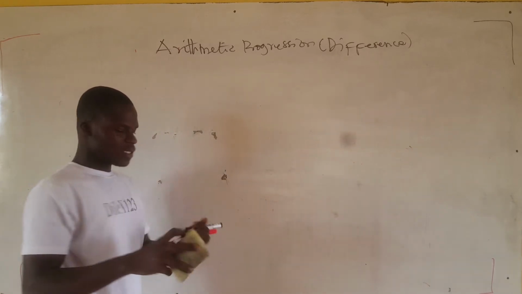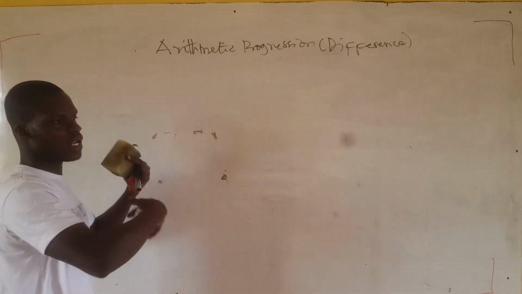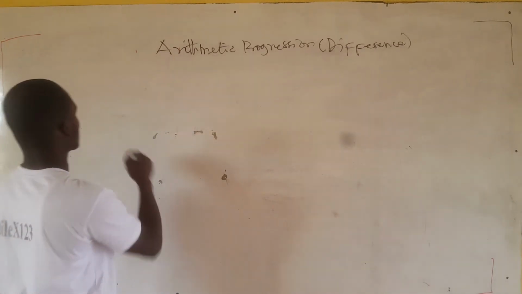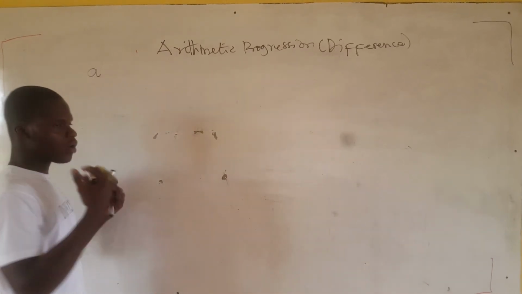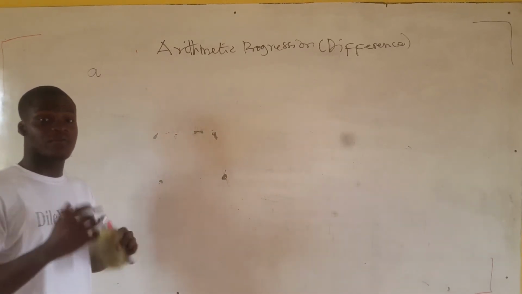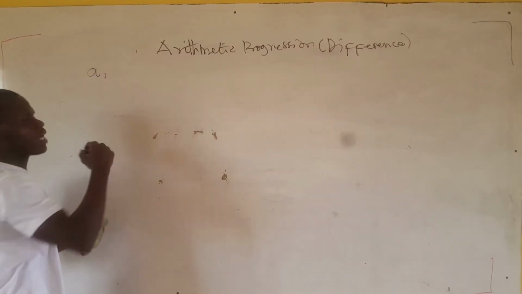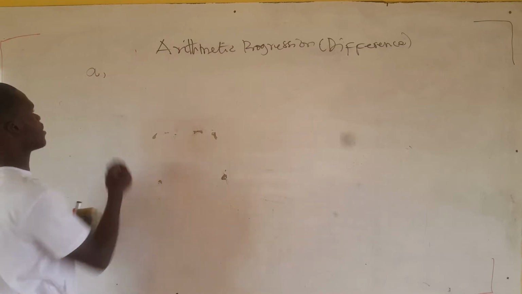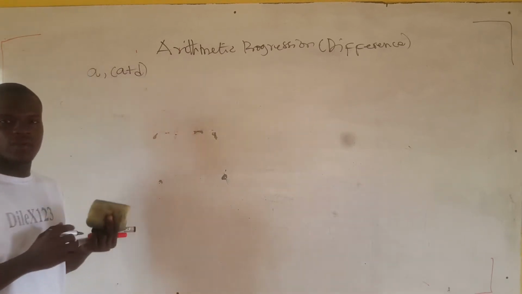So in sequence and series, we will always have several numbers in a row, okay? Now, we always call the first number, the first term, A, okay? So to get the next number after the first term, we'll add the difference, A plus D. So D is the difference here.